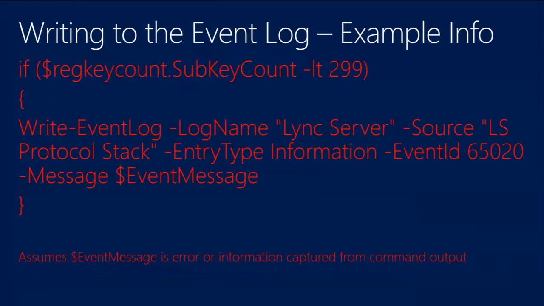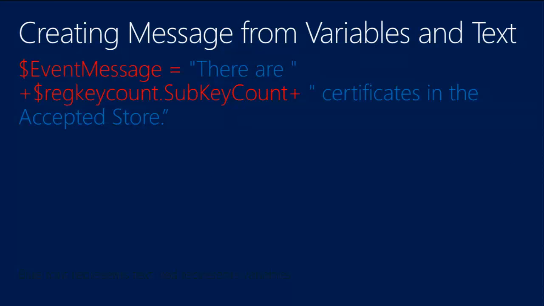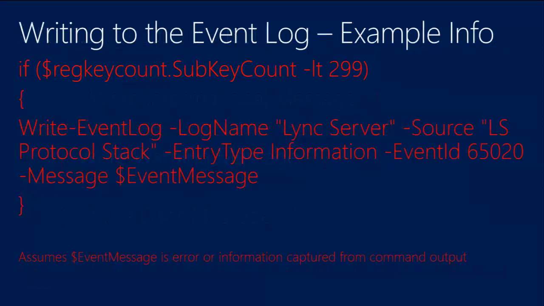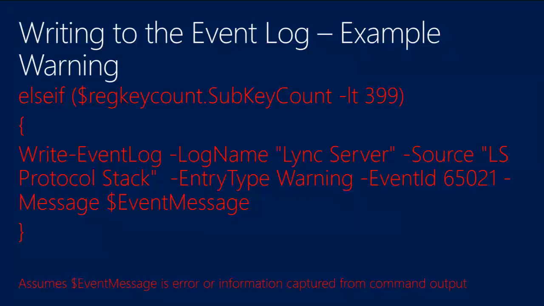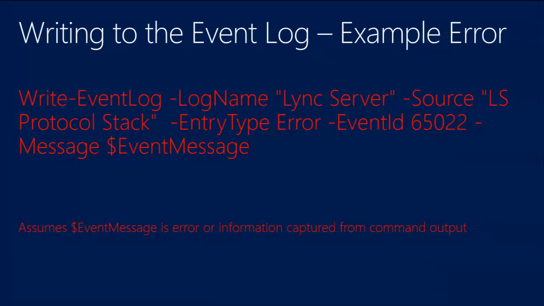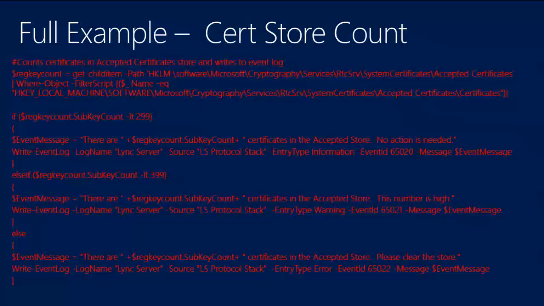And then here's an example of the event log entry that we talked about earlier. You can see that I used event message to pull the information I got here, like the number of certs. So we write the event log, right? This is the warning version, and this is the error version. And then here's the whole thing, right? So this whole thing counts the certs on your edge, and then writes an event log entry.